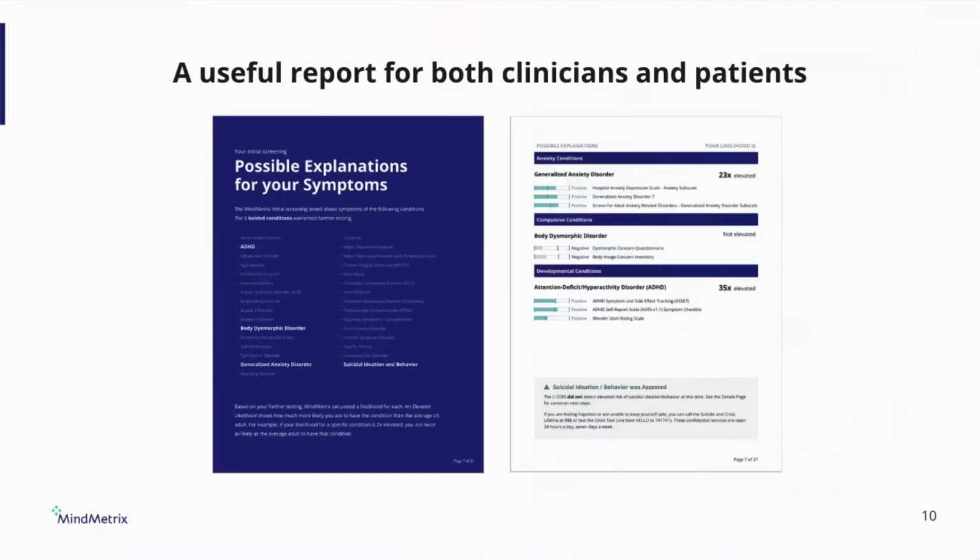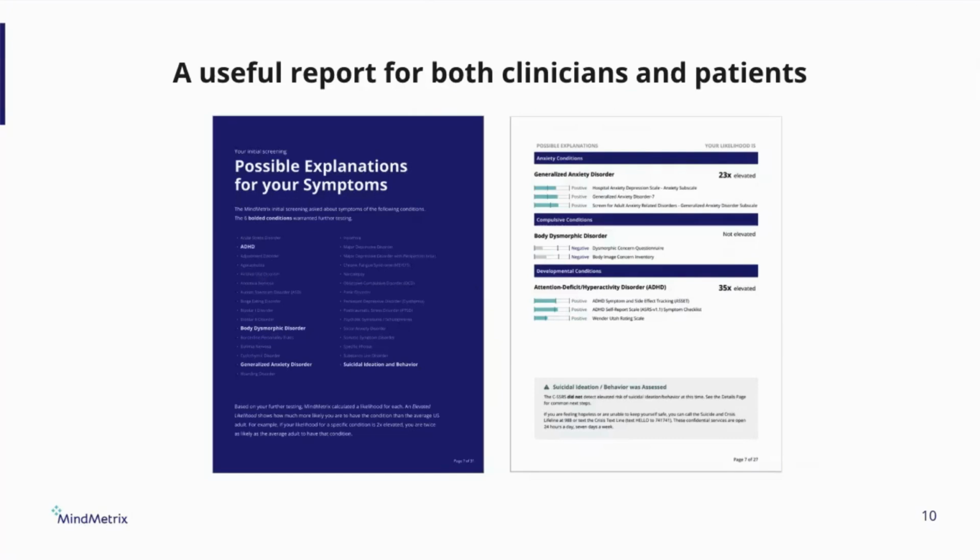Here are the two key summary pages in the report. They're designed to support both clinical decision-making and patient understanding. The possible explanations framing is intentional, as these are not definitive diagnoses. The page on the left shows the results of the initial symptom screen, with bolded conditions warranting further testing. The page on the right shows the results of that follow-up testing, with conditions organized by diagnostic category. Here you see the scale results and elevated likelihood estimates for each condition.